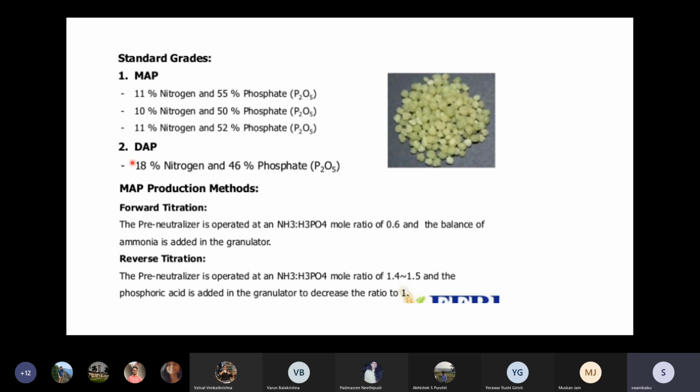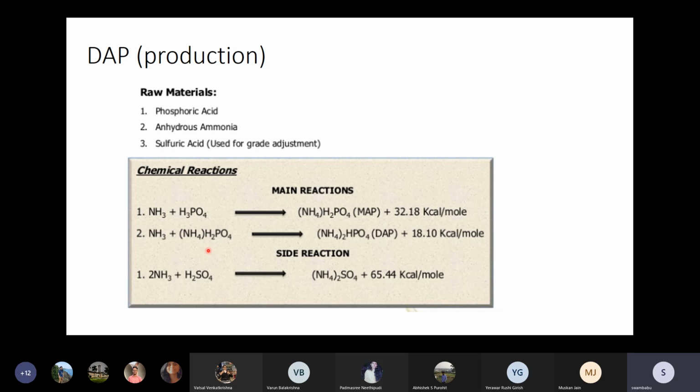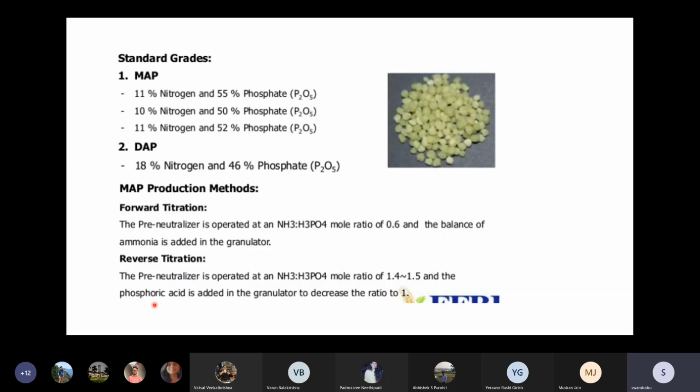So it is very simple. This is a simple neutralization reaction. You have ammonia and you have acid, then the salts are precipitated, solids are precipitated. This is a simple neutralization reaction.